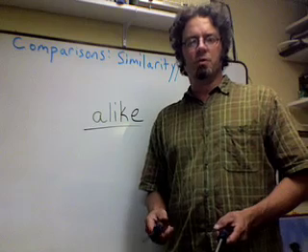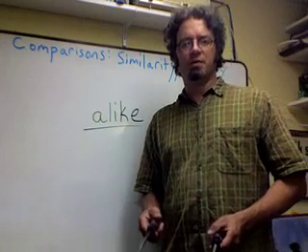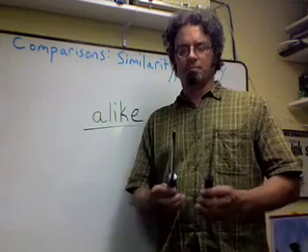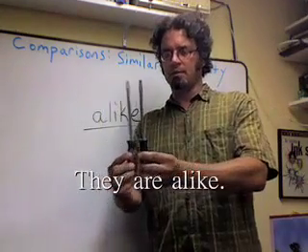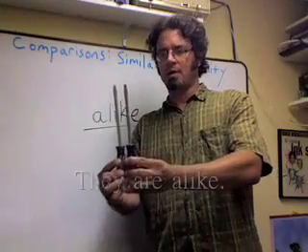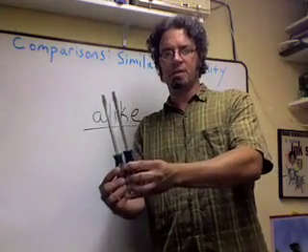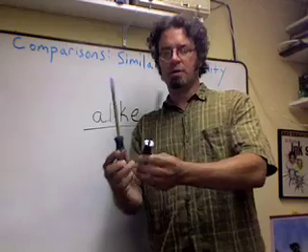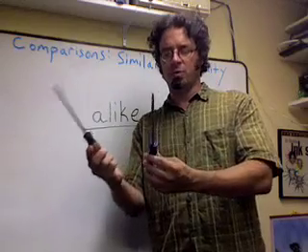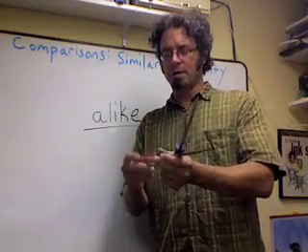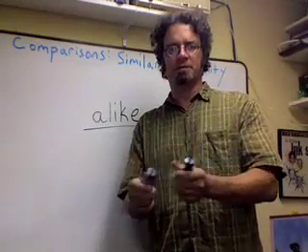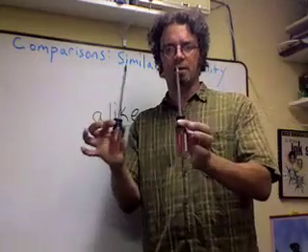Alike is used to show that two things are very similar but not the same. Take these two screwdrivers. They are alike. They're the same size, and the head is the same on both of these, but they're just a little different. This one is older, this one is newer, and the markings on the screwdriver are different, but they're very alike.